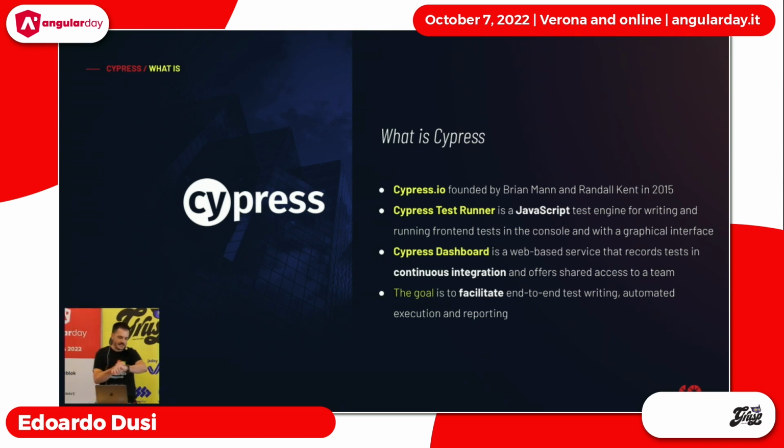What's Cypress? Basically, it's a tool. It's a company, okay? Cypress.io is a company founded in 2015, and the Cypress software is composed of two main parts, the test runner and the dashboard. The test runner is what you use to run your tests. It's a command line interface, like Jest, okay? You run your tests in command line, you see the output on your console. But you also have a graphical interface. It's the same thing, but you can see what your browser is doing.